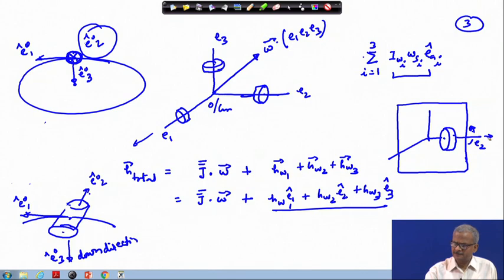So, this is the anti-clockwise rotation, and we can write this as H 0. If this is anti-clockwise, this will be H 0, if this is clockwise, then this will be minus H 0, the vector will be in the opposite direction. So, this can be plus minus H 0 depending on the rotation.